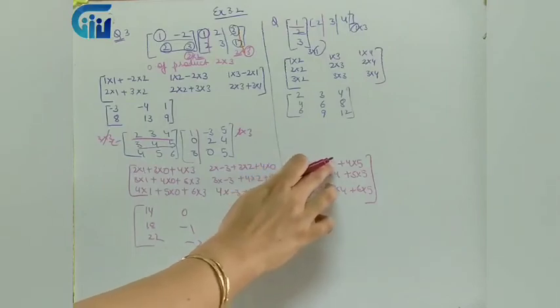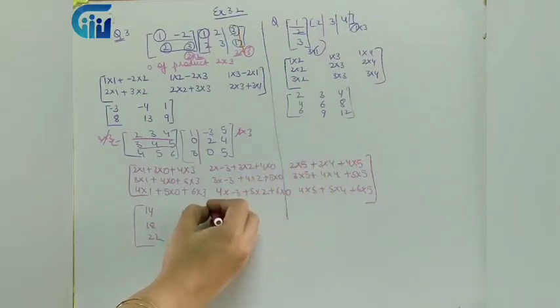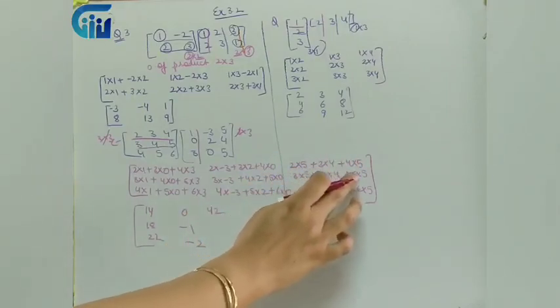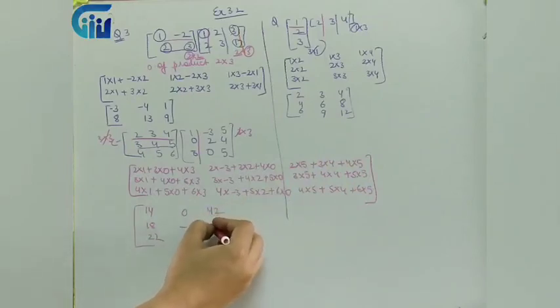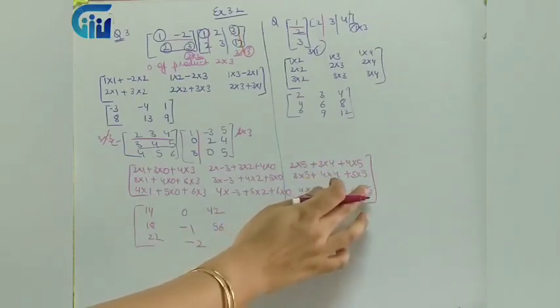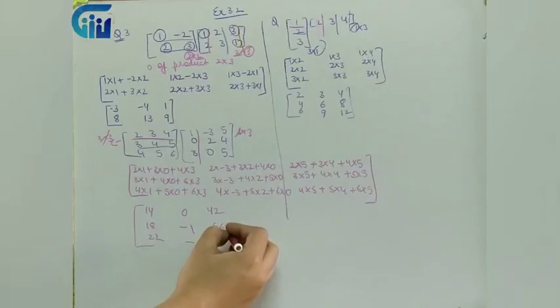Over here, 10 plus 12 plus 20. It will be 42. Then 15 plus 16 plus 25. It will be 56. Then 20 plus 20 plus 30, it will be 70, right? So this is the product matrix, 3 cross 3. I hope now multiplication is clear. Based on this, all the questions of the exercise can be done, right?